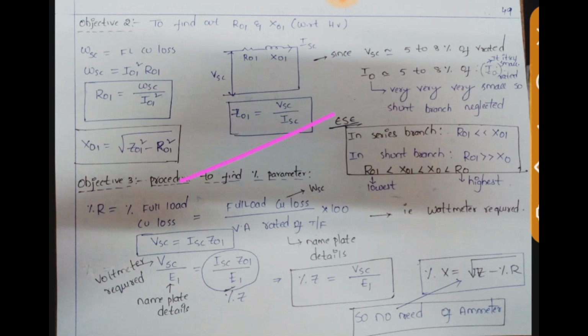Now let us see the procedure to find the percentage parameters. I already discussed this. Percentage copper loss was covered in the last class. Now what is the percentage? Percentage means to compare with something.